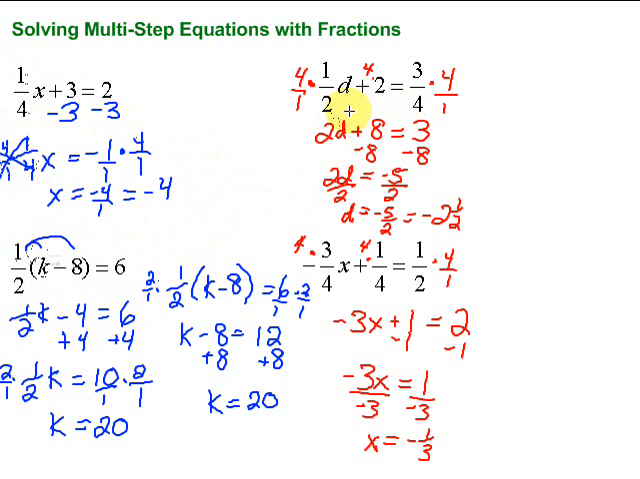Then over here, when we have multiple fractions in the same problem, we want to get rid of those. We multiply by the least common multiple of the denominators. That'll cancel out the fractions, give us nice whole numbers to be working with, and then we go ahead and finish up solving our problems.